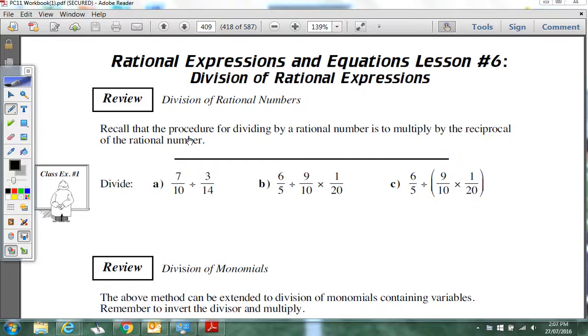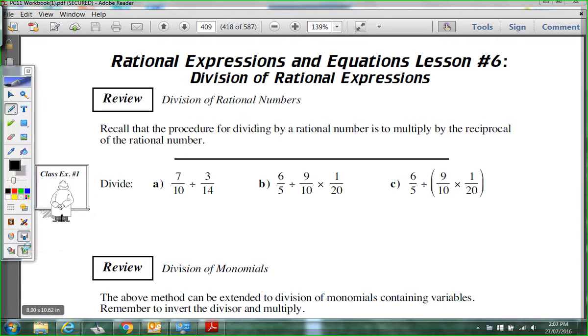So now we're doing Unit 4, Lesson 6, division of rational expressions. In order to understand how to divide rational expressions, you need to understand how to divide fractions. Remember, when dividing fractions, it's the kind of flip and multiply. It's always the denominator, what you're dividing by is what you flip. So for example, this should flip, so we should have 7 over 10 times 14 over 3.